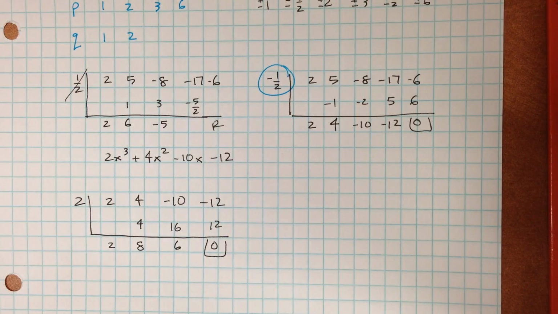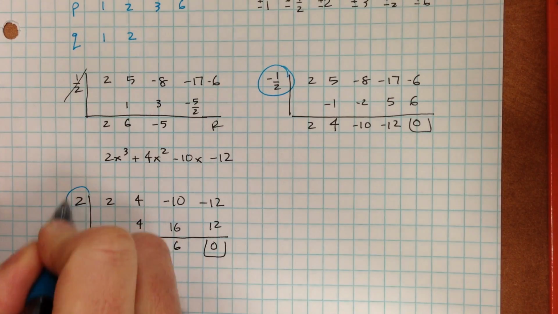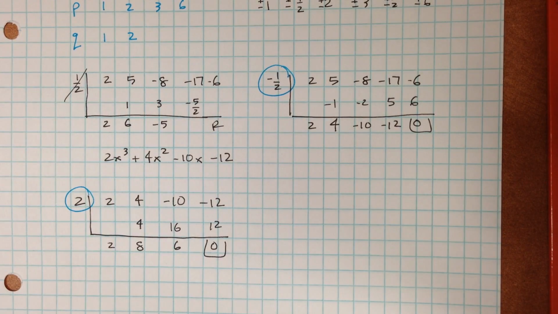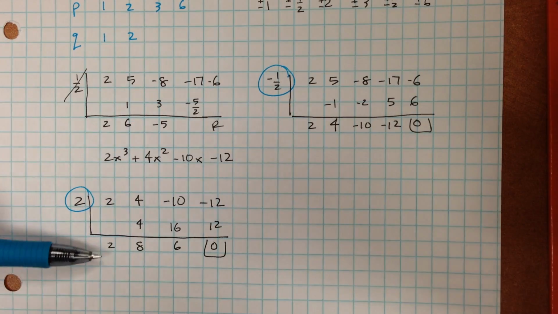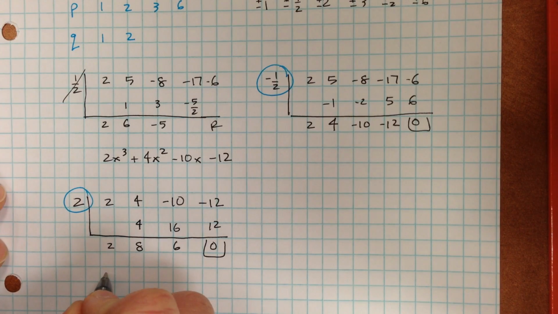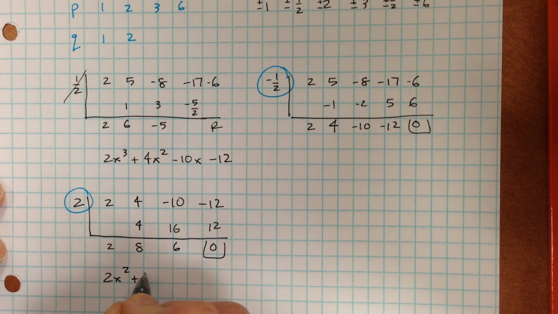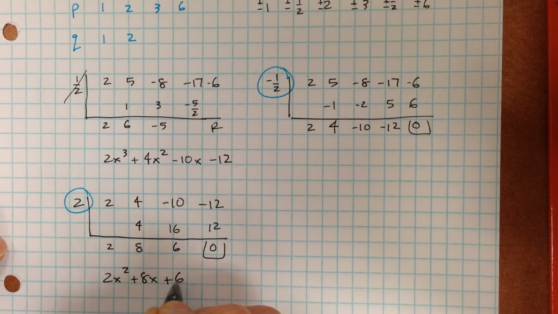Oh wow, score! I found another root. We have a remainder of 0. 2 would be a root. 2 is a 0 for us. So we were at degree 3. We need to drop this down a single degree. So now this will have an exponent of 2: 2x squared plus 8x plus 6.